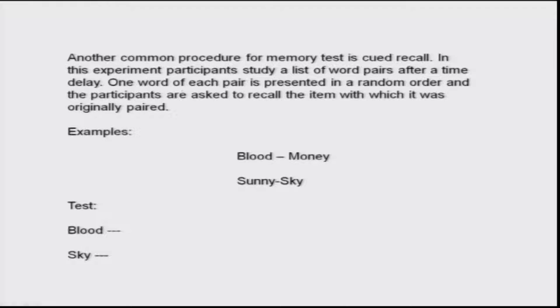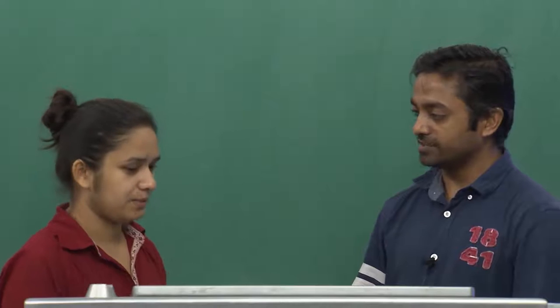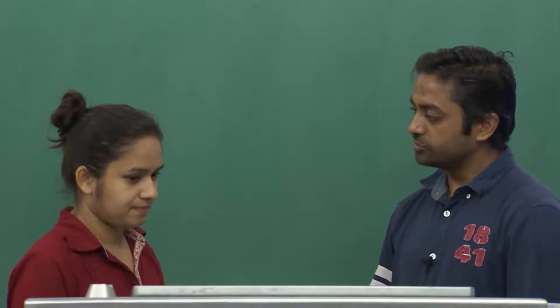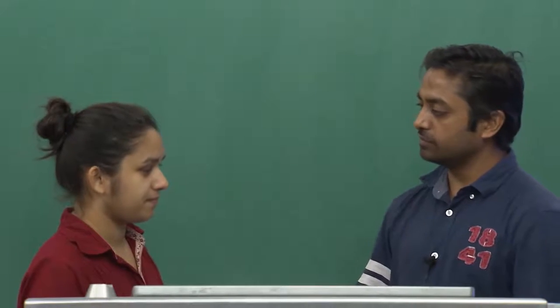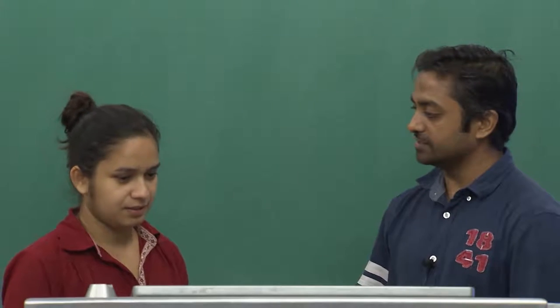So, for instance, I give you blood. Now, you know that blood is paired with money, so you have to respond money. The other word is sky, so then you have to recall the sunny. So, all these pairing can be randomized, only you will be given cues and then you have to recall the target word. So, I will give you the list of words, you just read aloud, and then once you are done, then we will give you 2 seconds of break and then you can recall these. Okay. You can write. Okay.